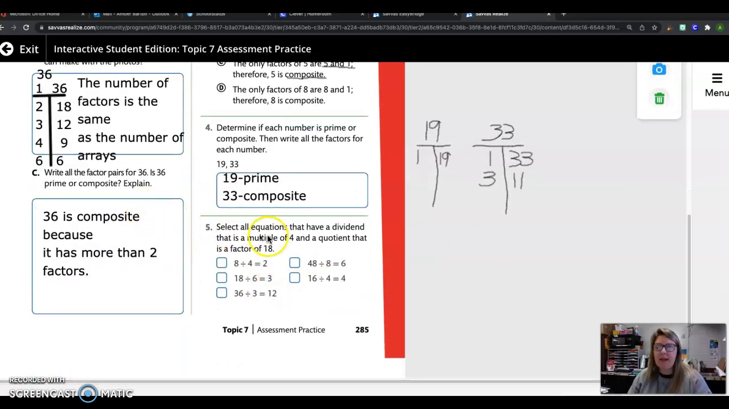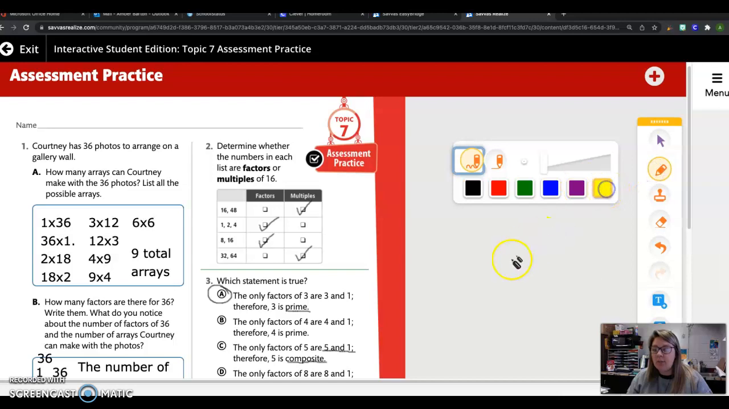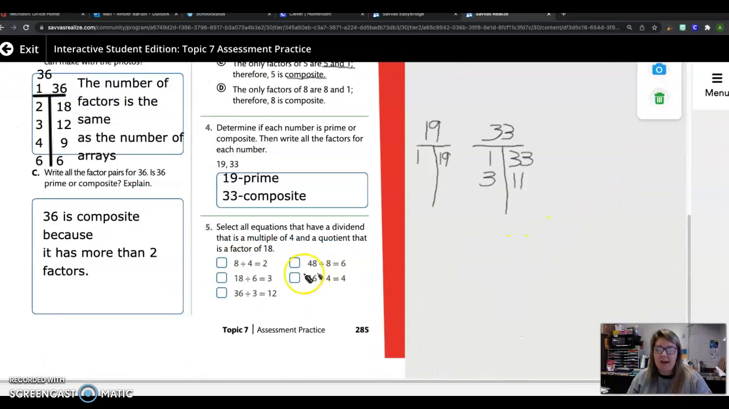It says, select all equations that have a dividend that is a multiple of 4 and a quotient that is a factor of 18. Now, when we look at this, it's kind of a lot. So what I recommend is we break this problem up and go step by step. First, we need to decide which of these 5 equations has a dividend that is a multiple of 4. We know that a dividend is the large number, the number we are dividing up.